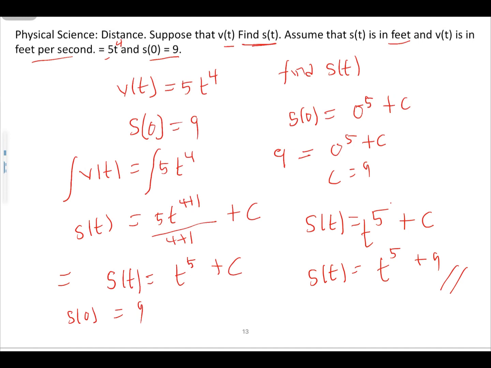I hope you now understand how you go about this type of question when you are given a velocity function. I'll solve some more examples with you where you'll be given an acceleration function and many more, right?